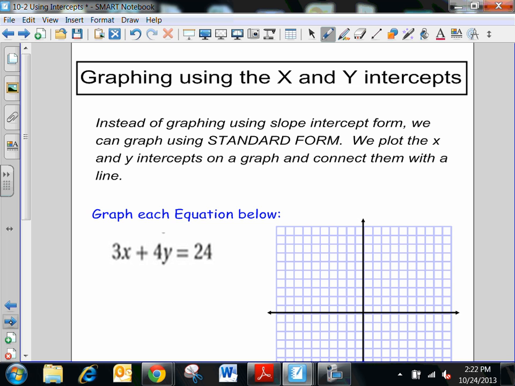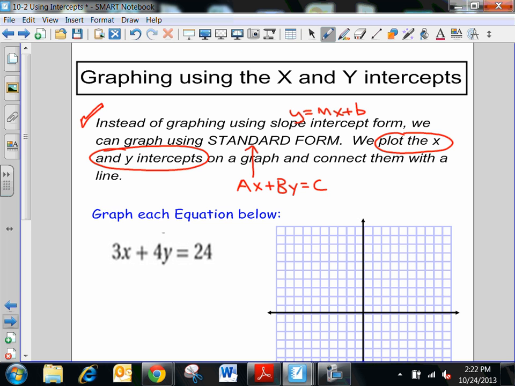So instead of graphing, read this slowly and carefully and make sure you understand what it says, okay? Instead of graphing using slope-intercept form, which is y equals mx plus b, now we're going to graph using standard form, which we covered in class yesterday. That's ax plus by equals c. In standard form, we plot the x and y intercepts, okay?